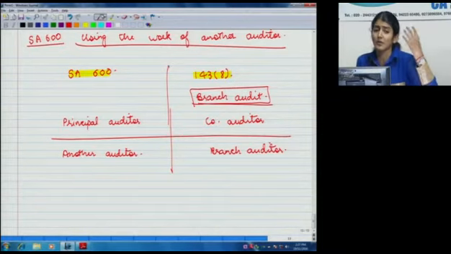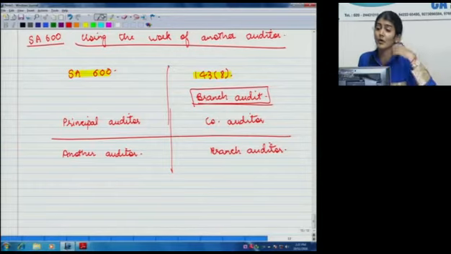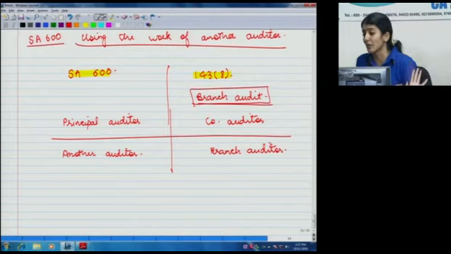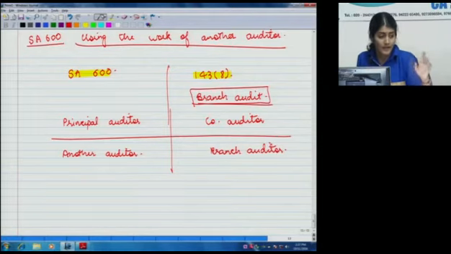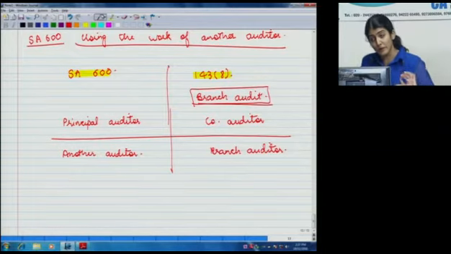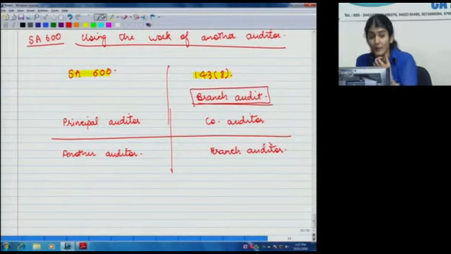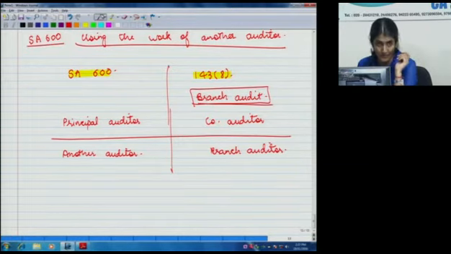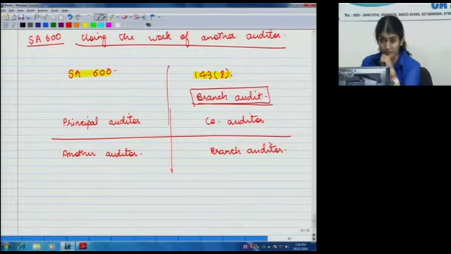Tomorrow if anything goes wrong with the branch audit report, as principal auditor, you cannot point a finger at the other auditor and say, I did not do anything, he had done the work, I only used his report. No. You can use his report, but only after doing the evaluation of his work, only after you have checked the adequacy of the work done by the other auditor. You understand now? So can you rely on the work of the other auditor? Yes, but you cannot blindly rely.